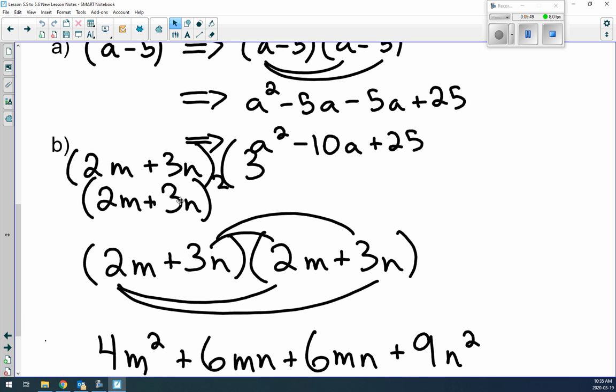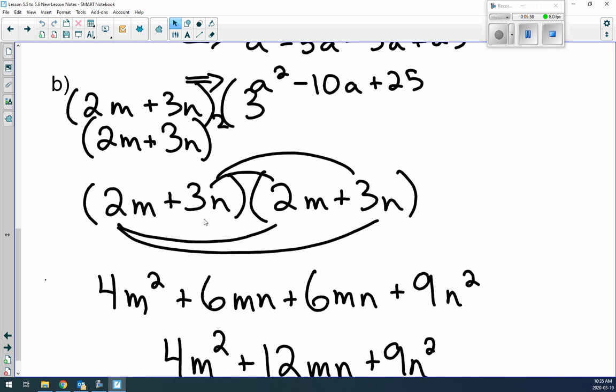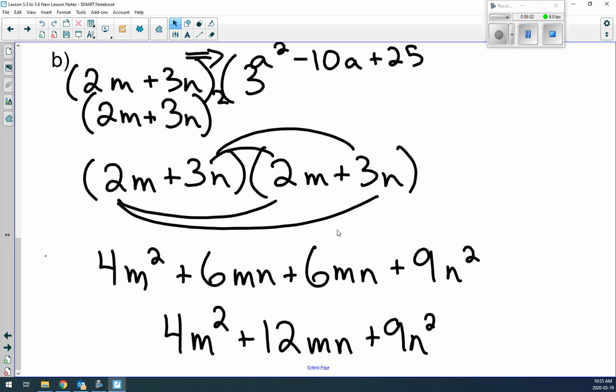Next one here. Looks like it got messed up on the screen, but we're going to do 2m plus 3n squared. Again, write it out the long way, which is 2m plus 3n times 2m plus 3n. Multiply those together. Again, first, outside, inside, last. So 2m times 2m, 2m times 3n, 3n times 2m, and 3n times 3n.